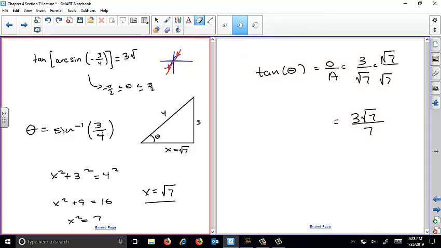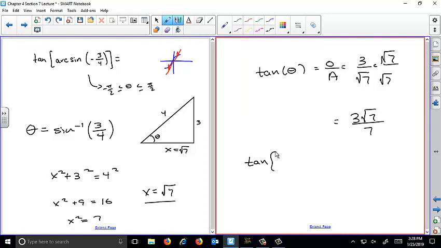Well, okay, now I almost forgot about the negative sign. If I say the tangent of the arc sine of negative 3/4, it's actually negative 3 square root of 7 over 7. So that's where the negative comes back in, when I do the complete expression. The right triangle gave me the magnitude. The quadrant that I'm in gives me the sign.